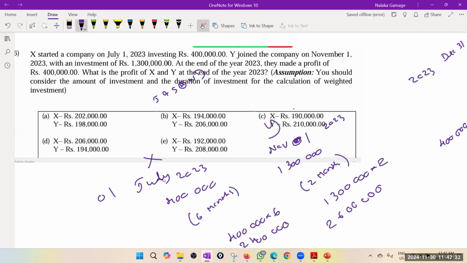If X gets X and Y gets Y, then X plus Y must be 400,000, and the ratio must be 24 to 26. Rather than checking the given answers, or else you need to calculate it. So shall we calculate it? There can be different ways, but I use this approach.